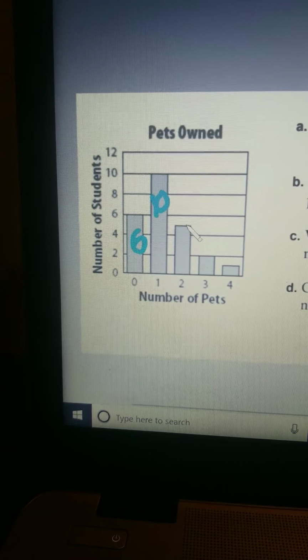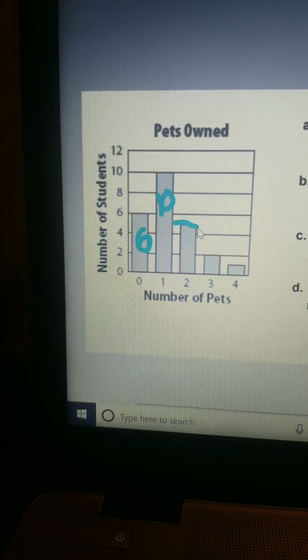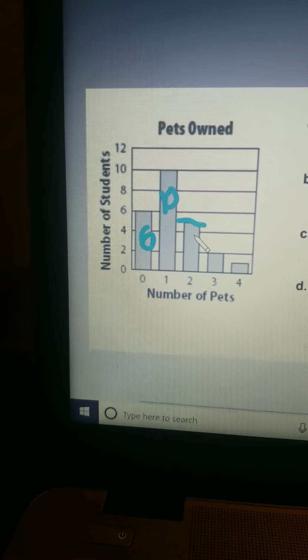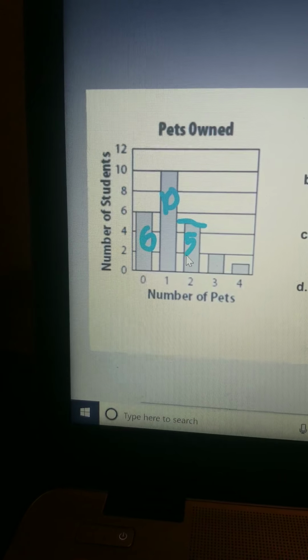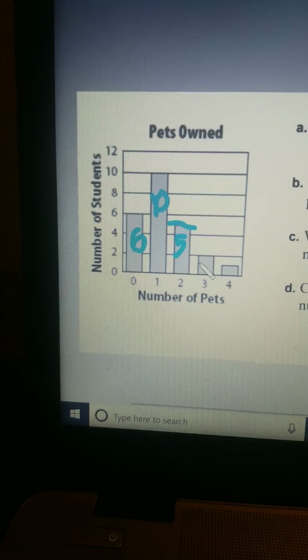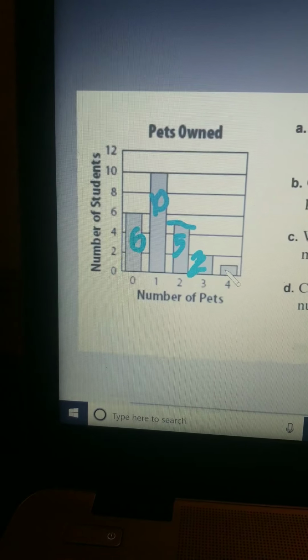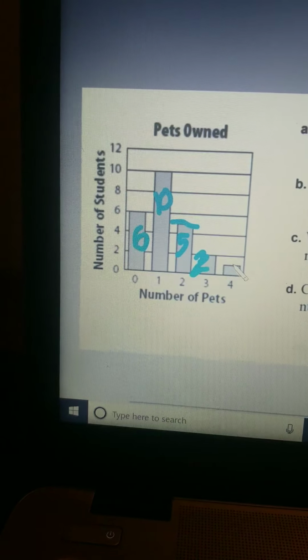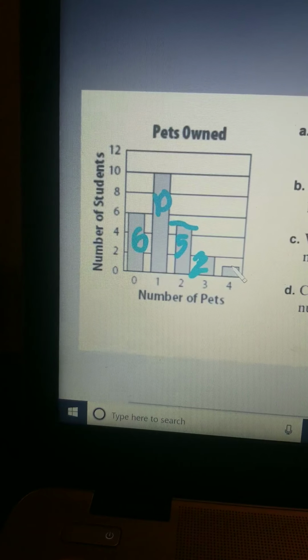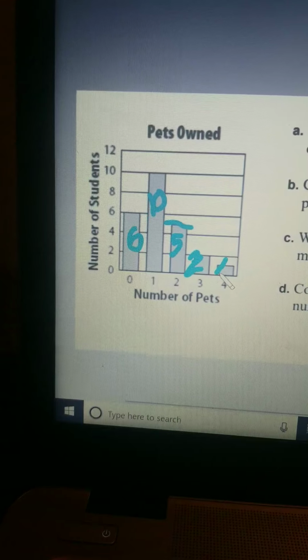This bar right here falls directly between 4 and 6, and if you add 4 plus 6 together, you get 10. Divided by 2 is 5. This bar right here goes up to the number 2. And then students who own 4 pets. The number that goes directly between 0 and 2, you can do 0 plus 2 is 2, divided by 2 is 1.